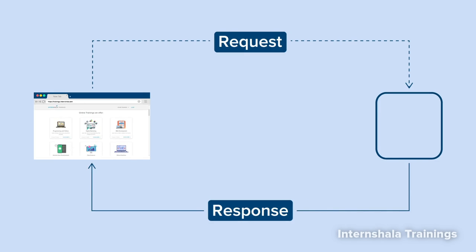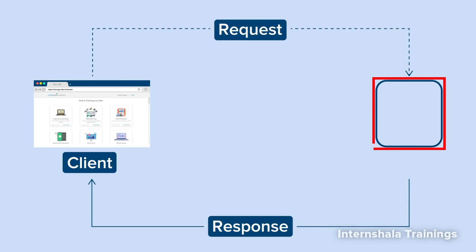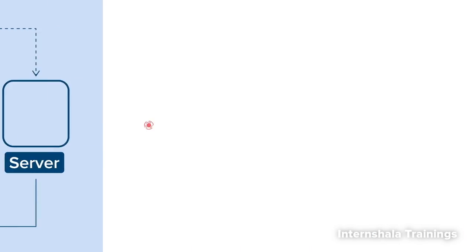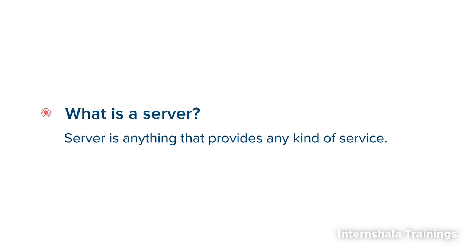In this communication channel, the browser through which we send a request is called a client, and the point that receives the request and sends a response is called a server. We will understand more about this client-server communication shortly in this video, but let us first focus on these two key terms: server and client. Server in the simplest terms means anything that serves, or we can say anything that provides any kind of service.